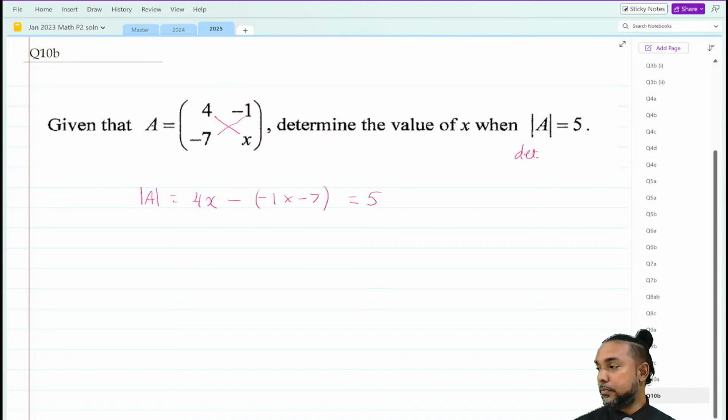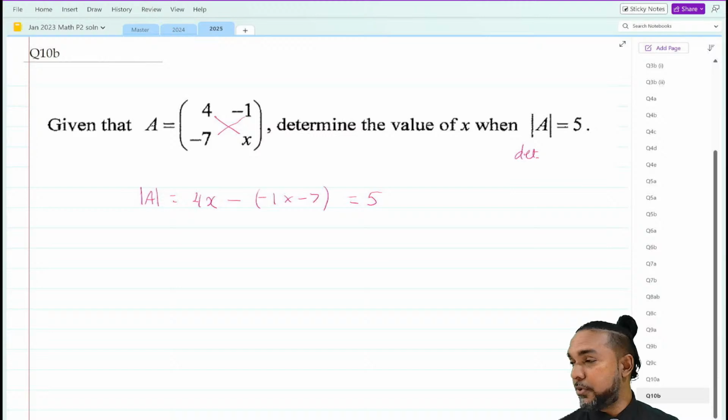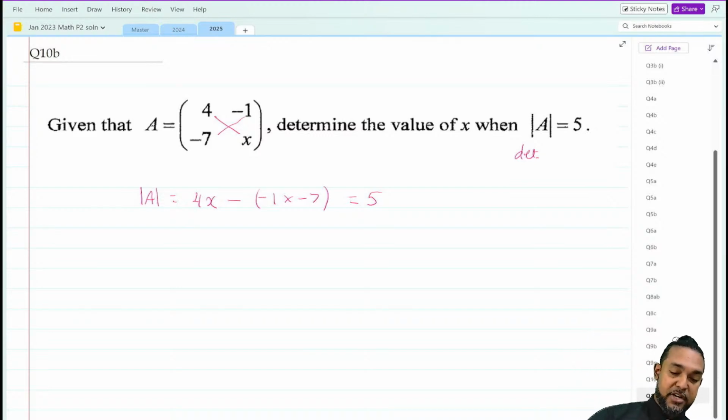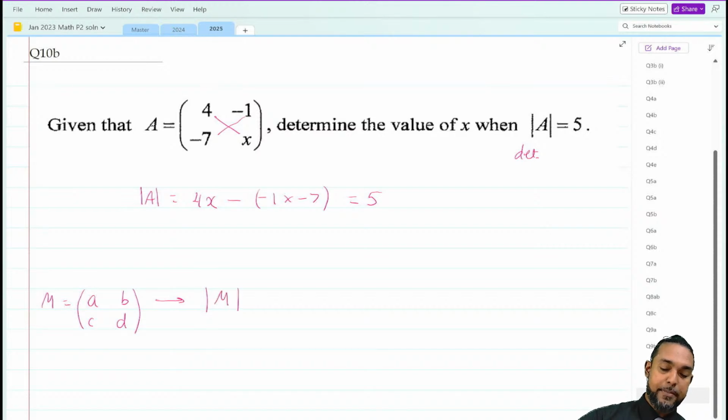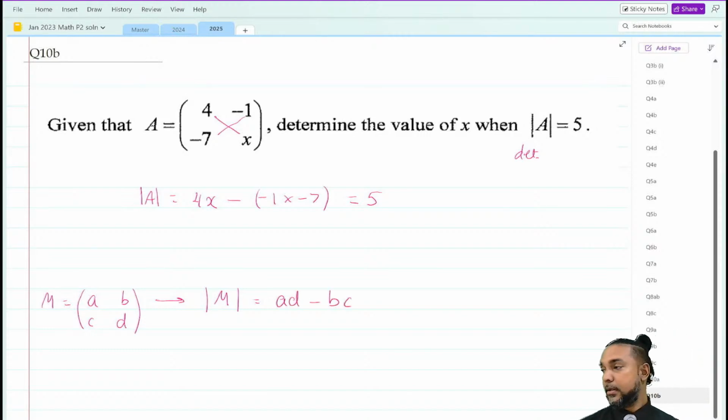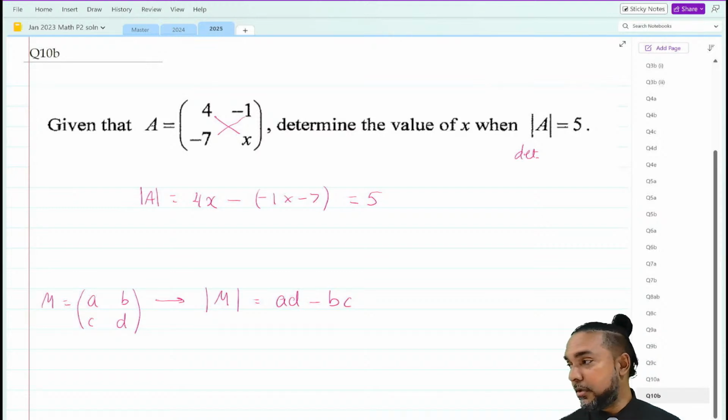Okay, so with that now, right, Jody, very good. So if you have a generic matrix M, and the matrix M has elements A, B, C, D, the determinant of M, which is M between two vertical strokes, is equal to A multiplied by D minus B multiplied by C. Right? Yeah, Judy, you good to go there.